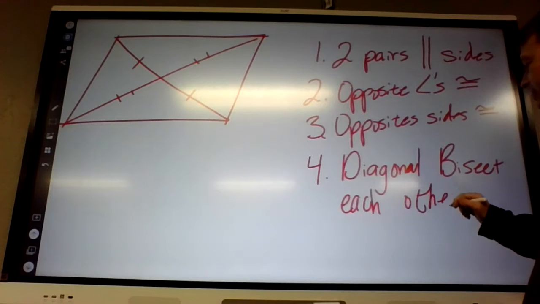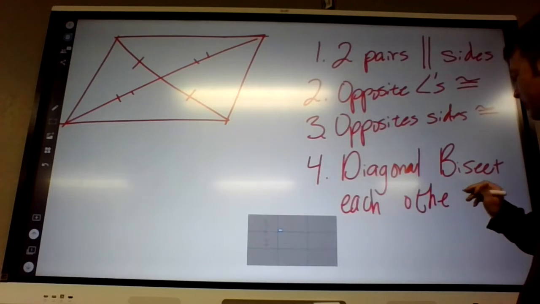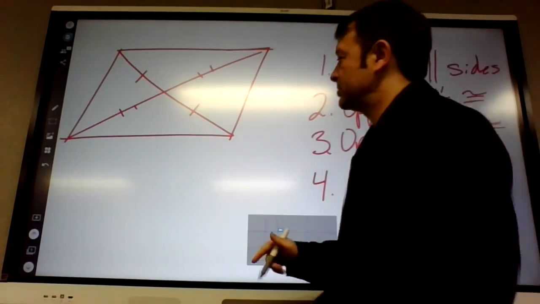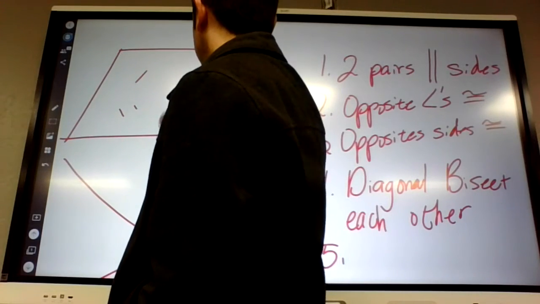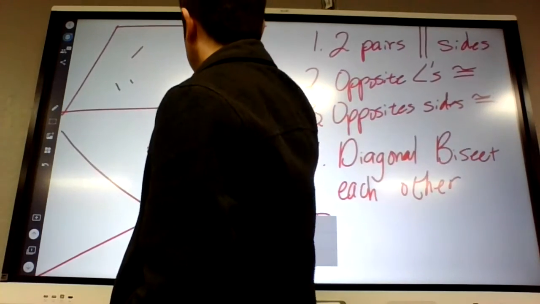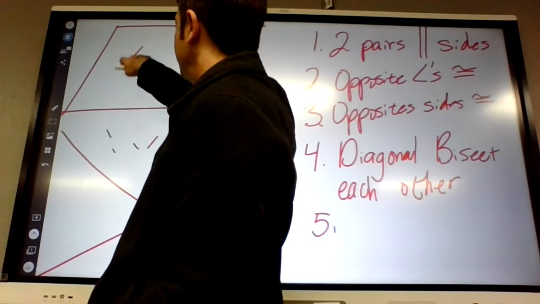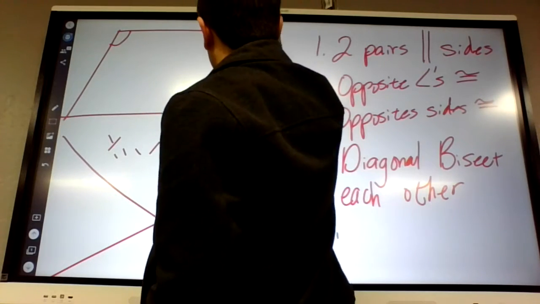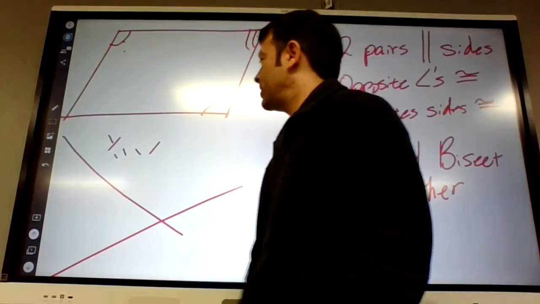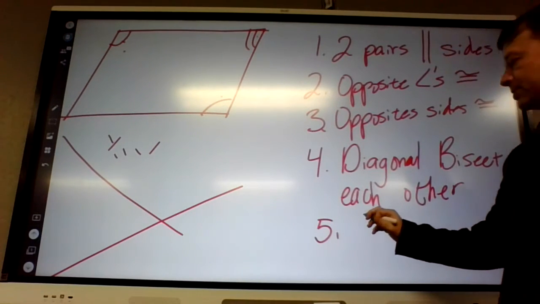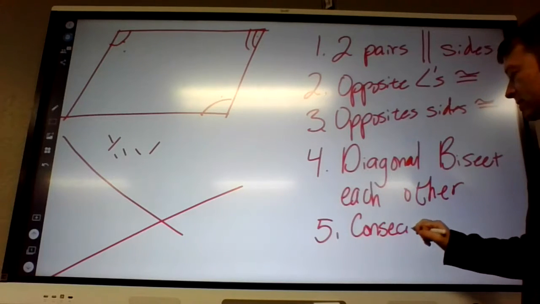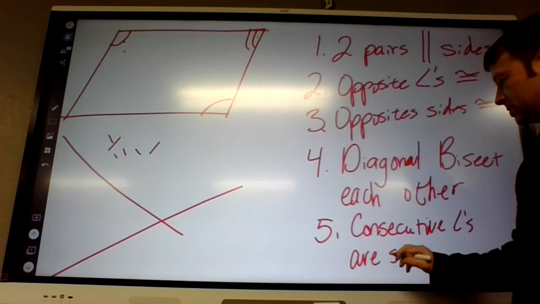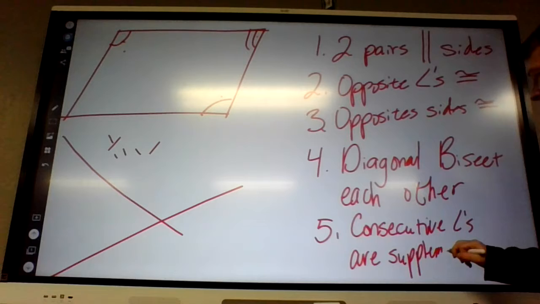The other one that we're missing is like number 3 from yesterday, but it has to do with angles. You guys know what else we know about the angles? The consecutive angles are supplementary. So these two are the same, but these two or these two add up to 180 because they're basically same side interior. So consecutive angles are supplementary.